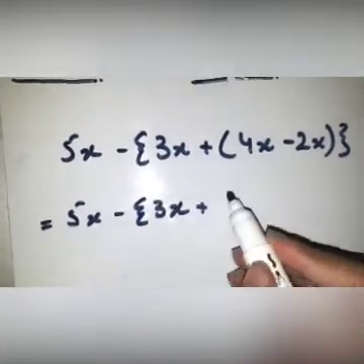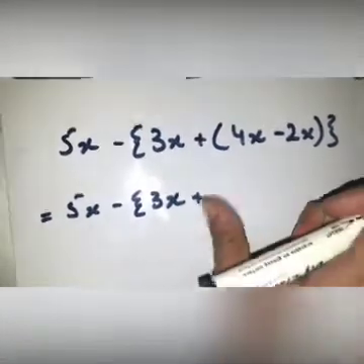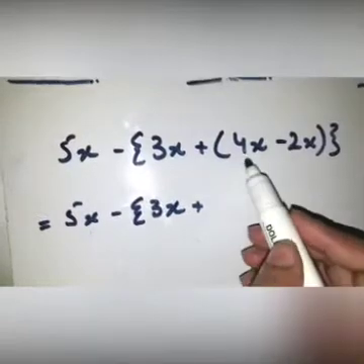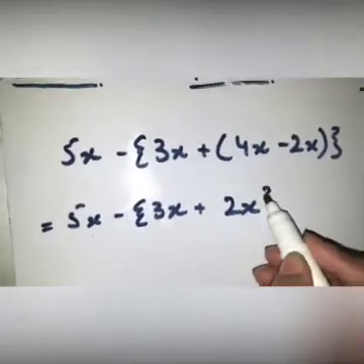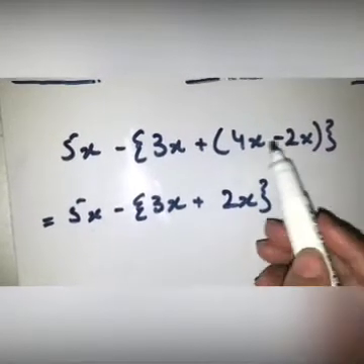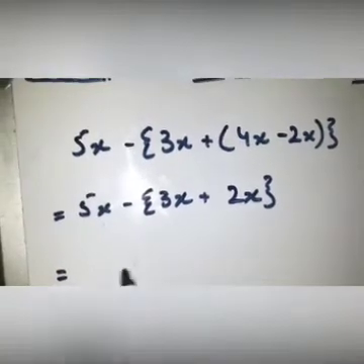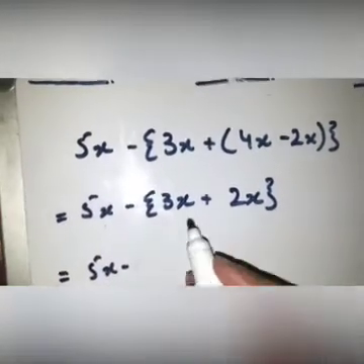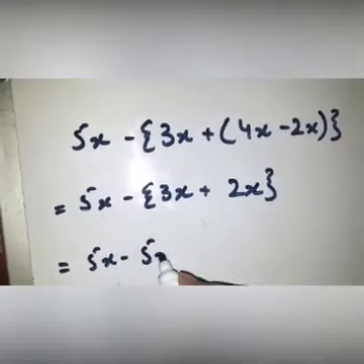After writing it, when you subtract them, the answer will be 2x. So it means you have finished this bracket. Now you will solve this bracket, add them, the answer will be 5x. So you will write the 5x.